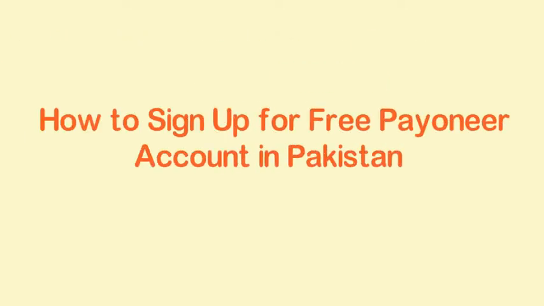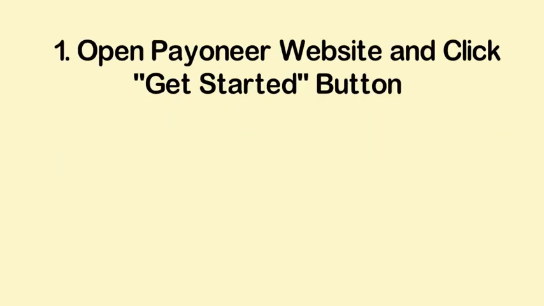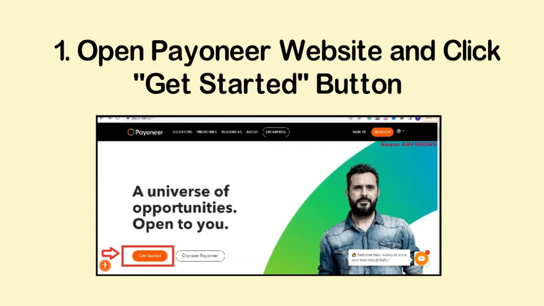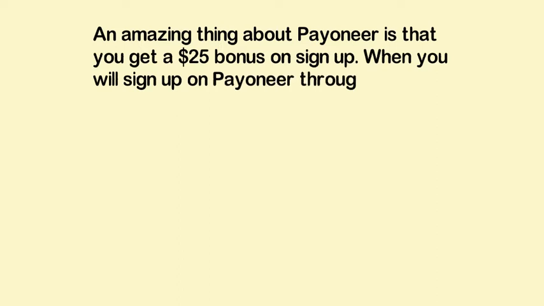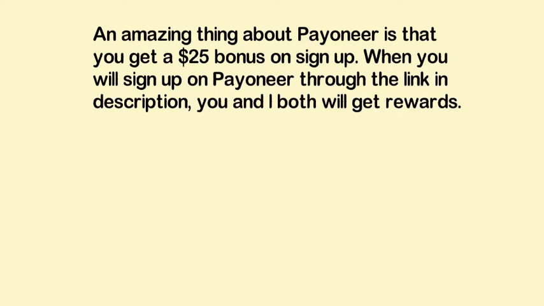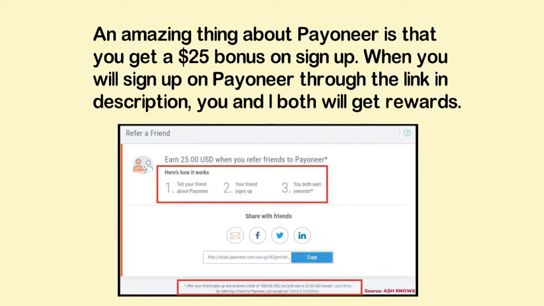How to sign up for a free Payoneer account in Pakistan. Step 1. Click the Get Started button. Open the Payoneer website and there you will see the Get Started button. An amazing thing about Payoneer is that you get a $25 bonus on sign up. When you sign up on Payoneer through the link that I have provided in the description, you and I both will get a reward. What's the reward? Basically, when you sign up through the link that I have provided, you will get a $25 bonus and I will get a $25 bonus as well. There are some terms and conditions to it. I have highlighted them in the region below.